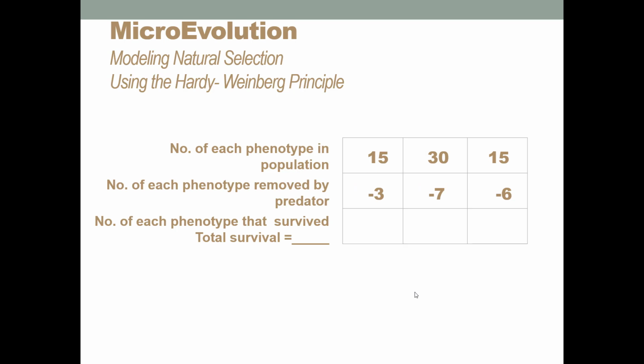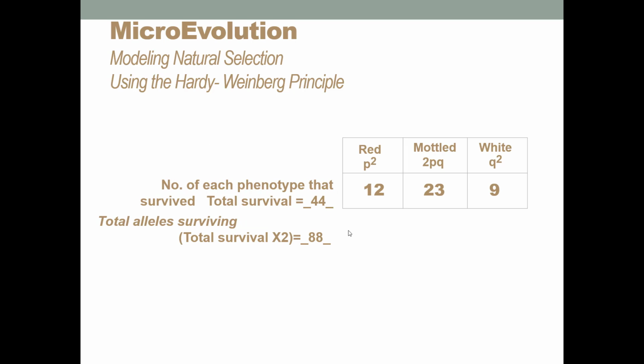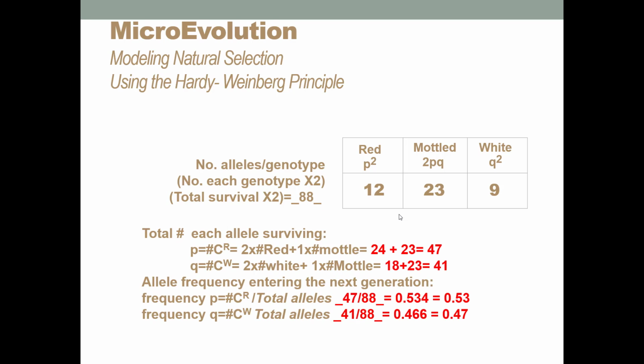Then students are given 20 seconds to find as many rabbits as they can. So in this example, the students remove 3 red, 7 mottled, and 6 white, and they figure out how many survive. Okay, so total survived were 44. Then what the students do is they figure out, okay, if there's 44 surviving rabbits, that means there's 88 total surviving alleles. And so then what they do is they figure out, okay, well, how many of each allele survived this predation event.